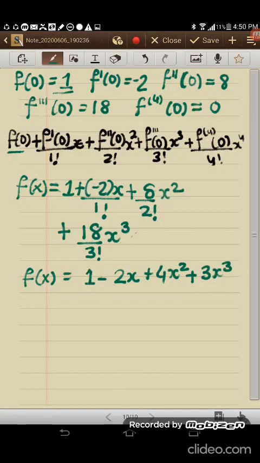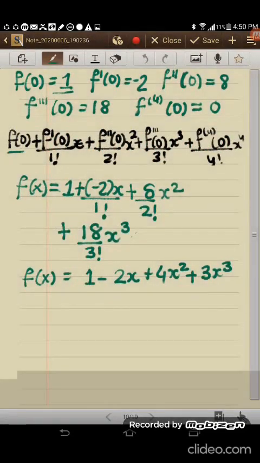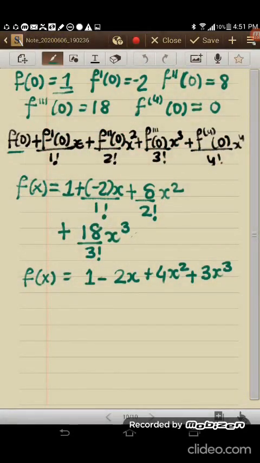But wait a minute, isn't this equal to what we started with? 3x cubed plus 4x squared minus 2x plus 1. It is. Wow. Why does this happen? That's because the Taylor series is used to convert a function into a polynomial. But this function that we started with is already a polynomial. So the Taylor series of a polynomial is a polynomial. Pretty interesting, isn't it?